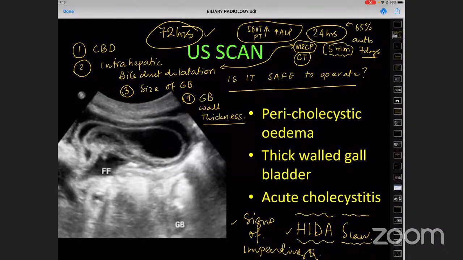But if you are only interested in the biliary tree, MRCP still scores higher than CT scan.